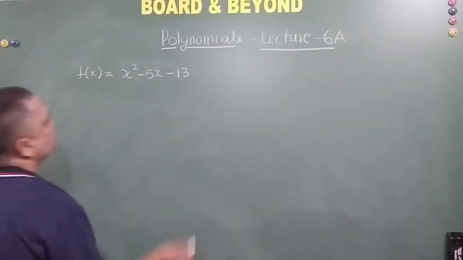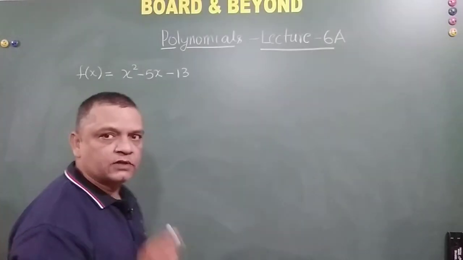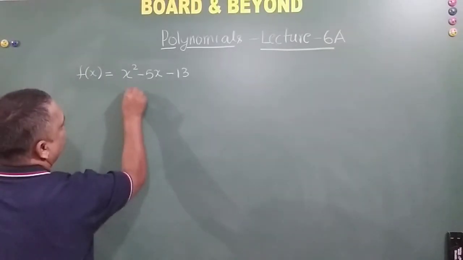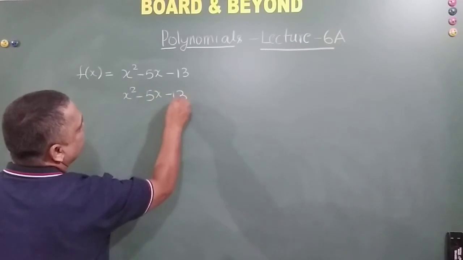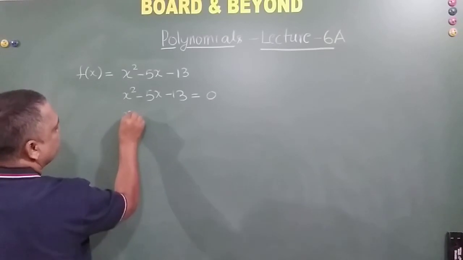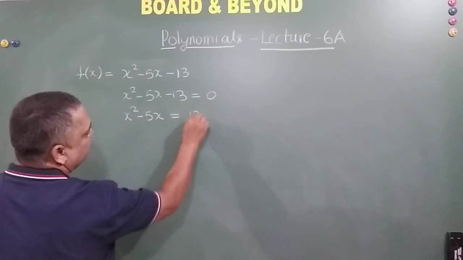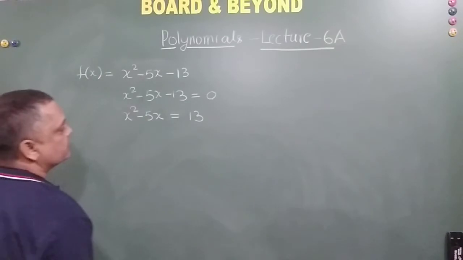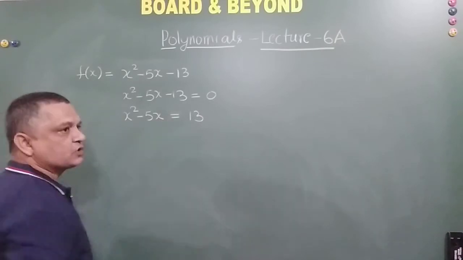So f of x is given to be this. If we have to find the roots, then we must equate it to 0. So let's say x square minus 5x minus 13 is equal to 0, right, friends? Now what we do is write x square minus 5x is equal to 13, taking this 13 this side. Now we will try to complete the square here.